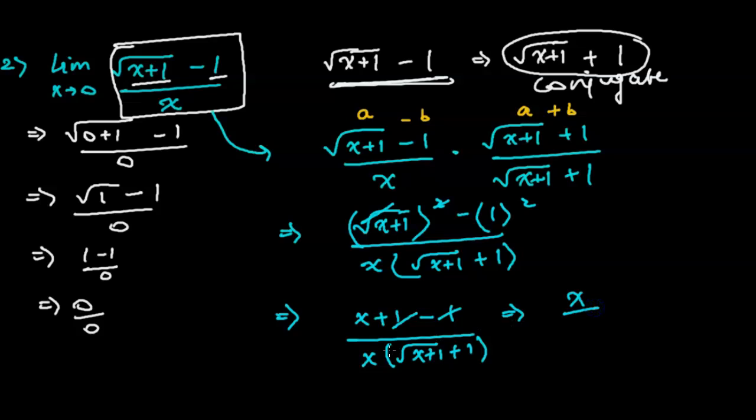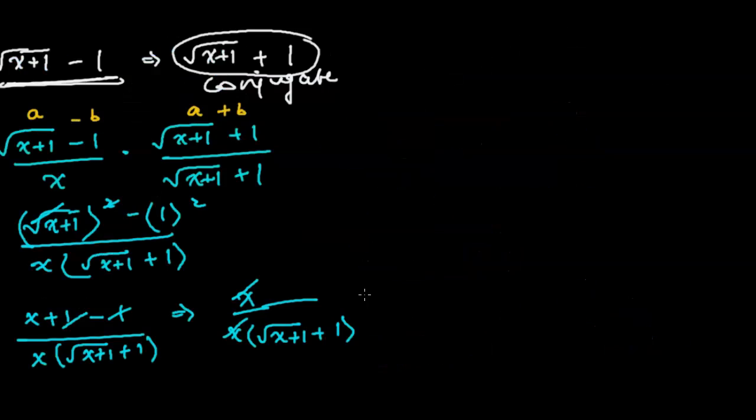We are finally left with x over x times square root x plus 1 plus 1. With that, this x and x can also get cancelled out because of the common terms. And finally, the equivalent function will be 1 over square root x plus 1 plus 1.